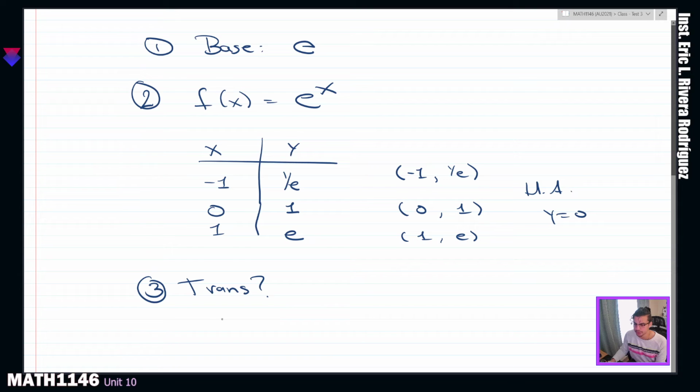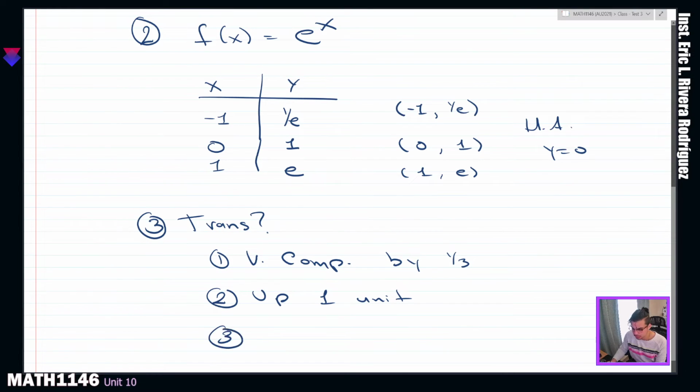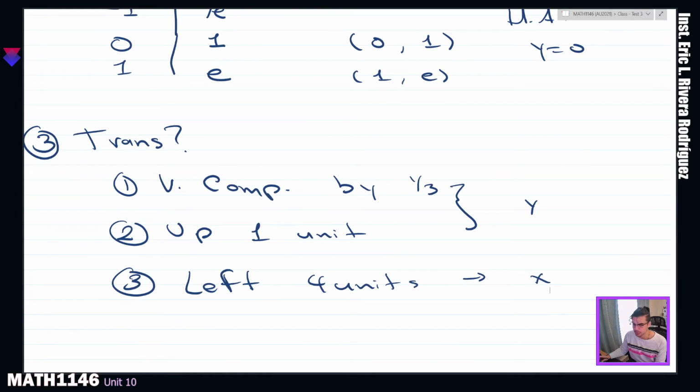Okay, so we have 3 transformations. We have 1 vertical compression by 1/3. We have up 1 unit, and we have left, to the left 4 units. Okay, so the first 2 are vertical, so we need an equation for y, and the third one is horizontal, so we need an equation for x.